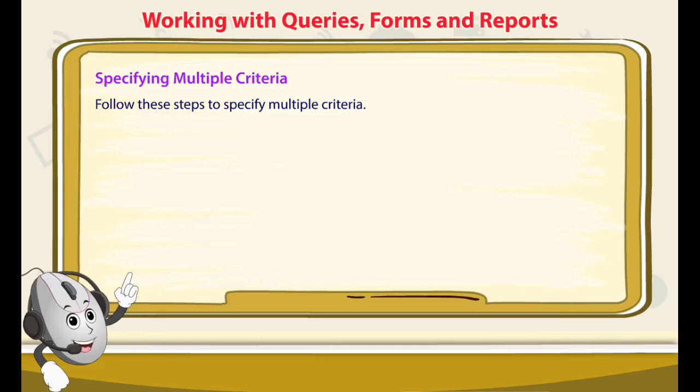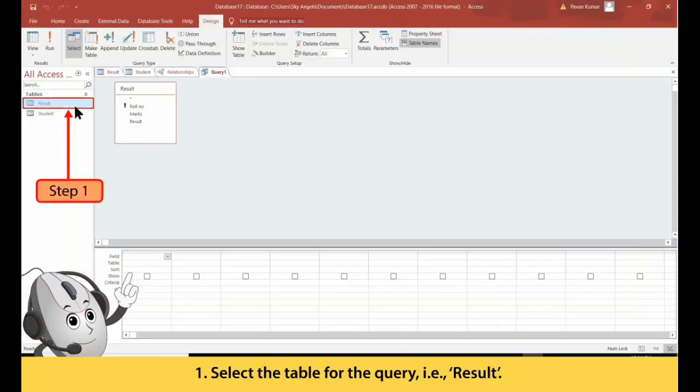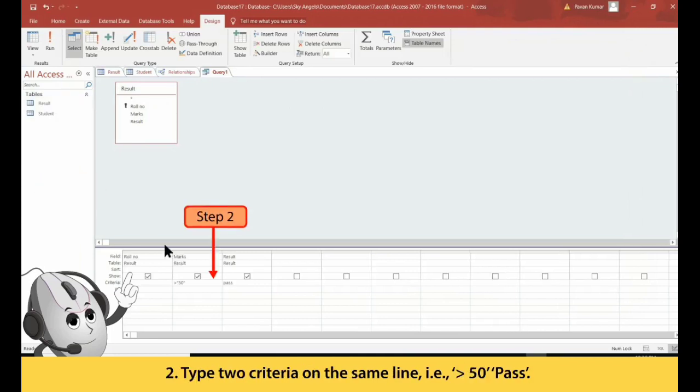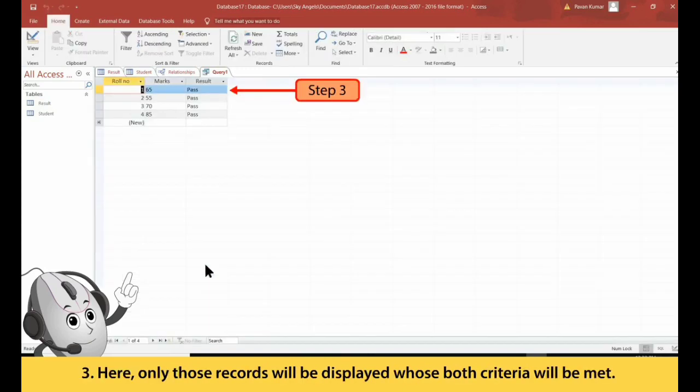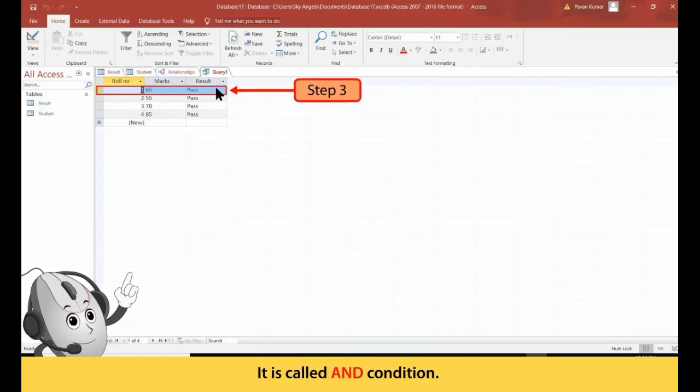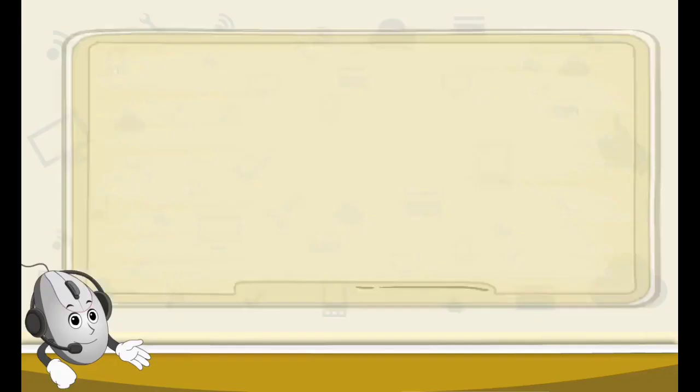Specifying multiple criteria. Follow these steps to specify multiple criteria. 1. Select the table for the query, that is, result. 2. Type 2 criteria on the same line, that is, greater than 50, pass. 3. Here, only those records will be displayed whose both criteria are met. It is called AND condition.